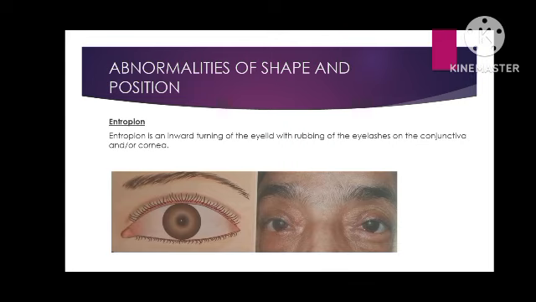And next one is the abnormalities of shape and position. First condition is entropion. Entropion is an inward turning of the eyelid with rubbing of eyelashes on the conjunctiva and or cornea. In entropion, the inward turning of the eyelid rubs the eyelashes against the cornea and conjunctiva.